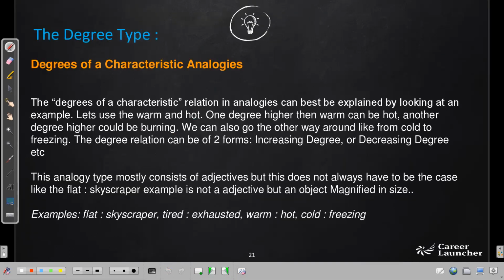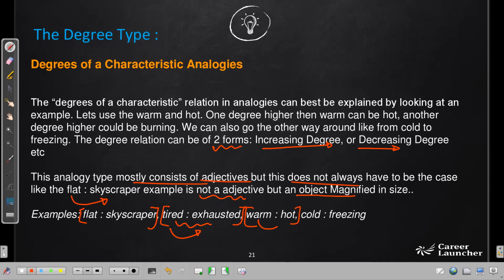The final one is degree. You can understand it in two forms: it can be an increasing degree or a decreasing degree, but I've just covered it as degree as one. That can be of two forms, increasing or decreasing. This type of analogy mostly consists of adjectives. And be careful, this does not always have to be the case. For example, flat and skyscraper is not an adjective, but the object magnified. So a flat and many flats will give you a skyscraper. So tired and then exhausted is basically the adjective. Tired with a little increasing degree becomes exhausted.